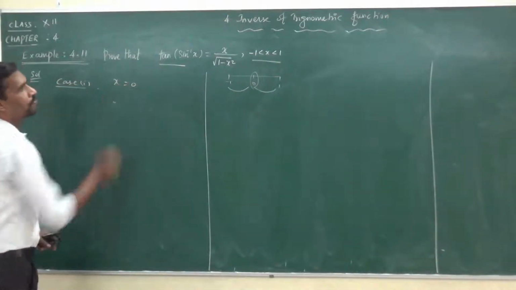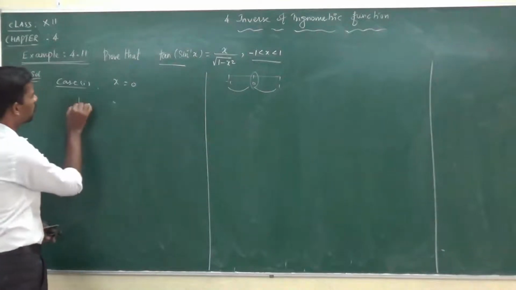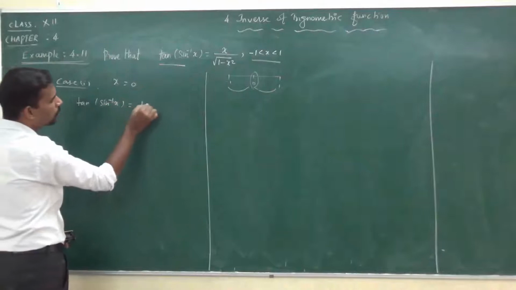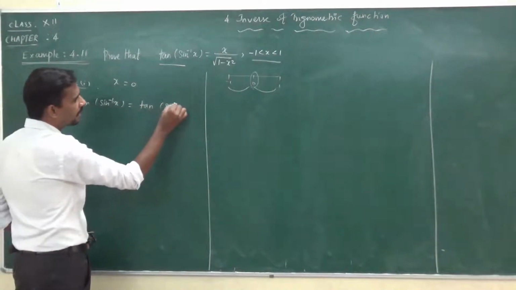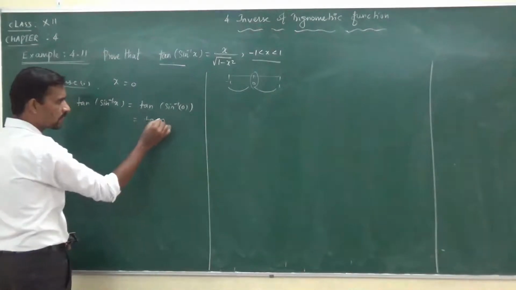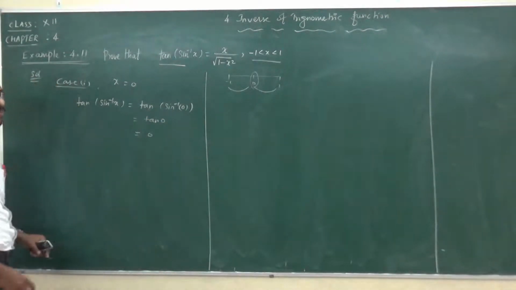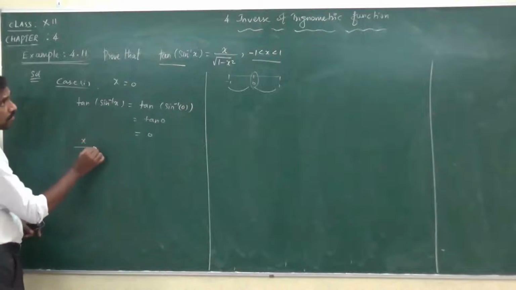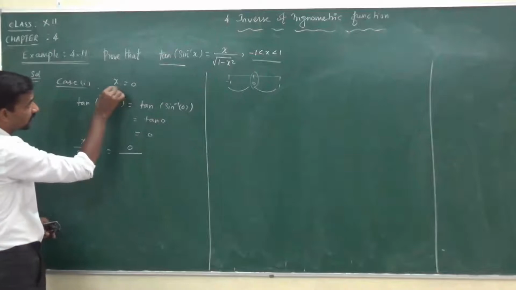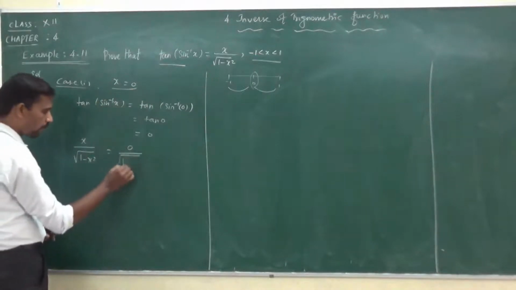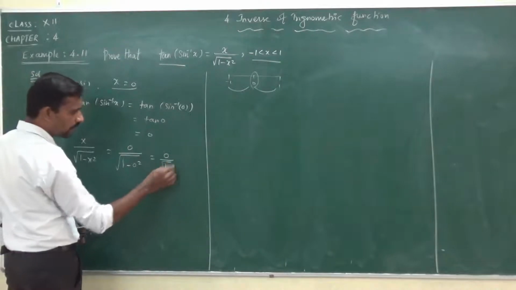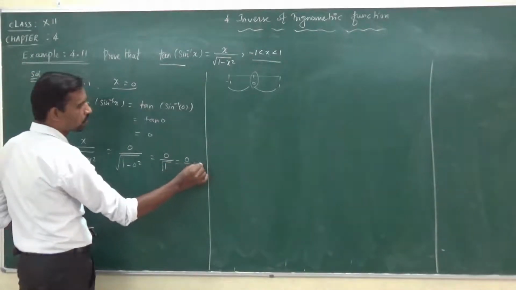Now for the solution, I take the first case, x is equal to 0. What about the left side? Tan of sin inverse of x is equal to tan of sin inverse of 0. Sin inverse of 0 is nothing but 0. So tan 0 is nothing but 0. Next, take the right side. x divided by root of 1 minus x square is 0 because x is equal to 0, and root of 1 minus 0 square is square root of 1, so it is 0 by 1, which is equal to 0.